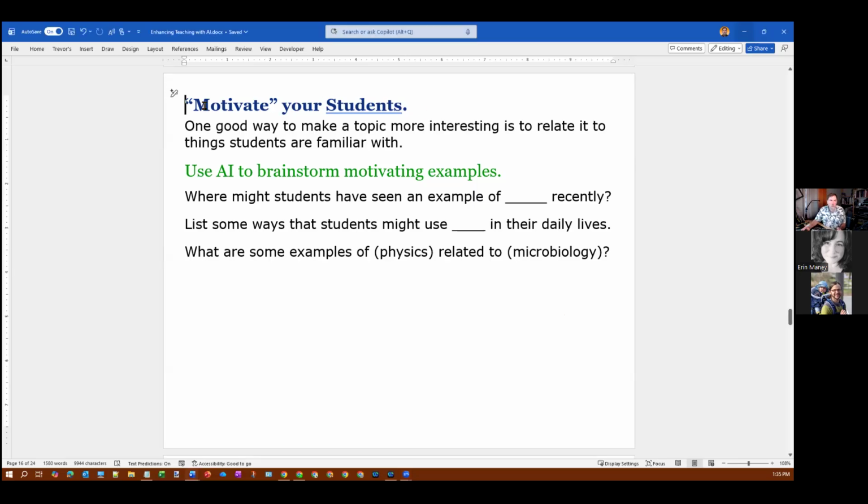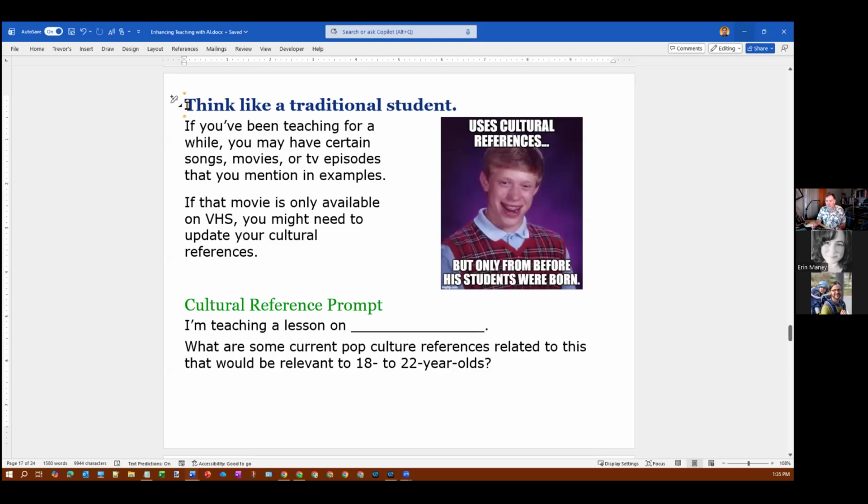Okay, so that's one way to motivate your students, or multiple ways to motivate your students. The other thing that we have to worry about as professors is every year the students get younger and younger. I'm sure that has nothing to do with me getting older, but if you have been teaching for a while, there might be certain references that you use.